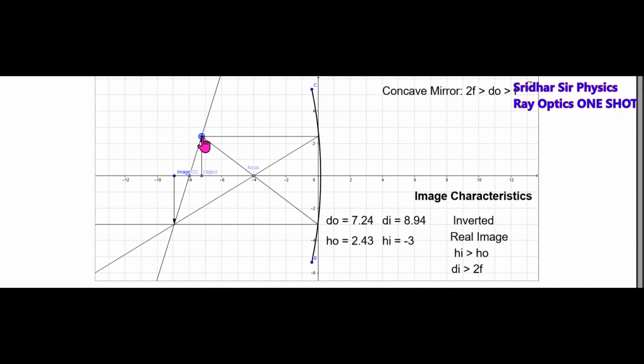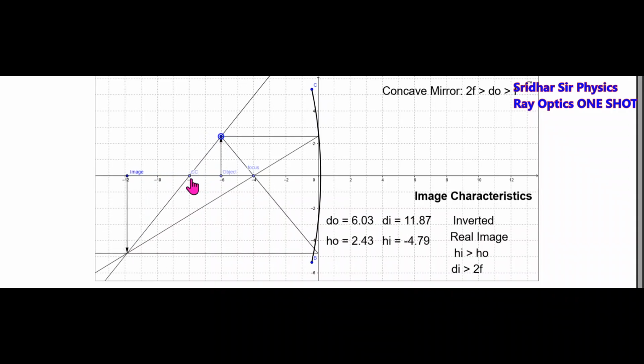When object is between center of curvature and focus, one ray here will go like this. After reflection, the ray parallel to the principal axis passes through focus, and the other ray passing through focus after reflection will become parallel. Both the rays will intersect here. Here we will get the image. The image will be real, inverted, and magnified.